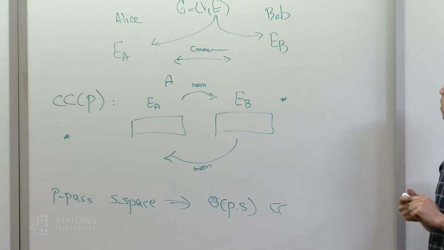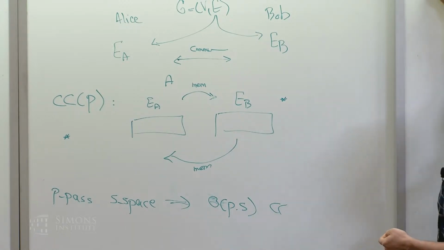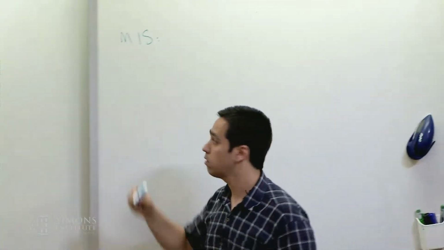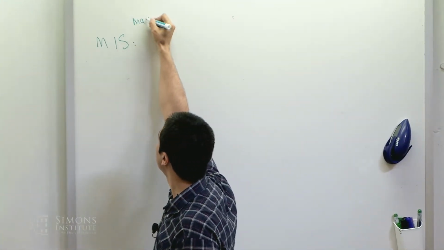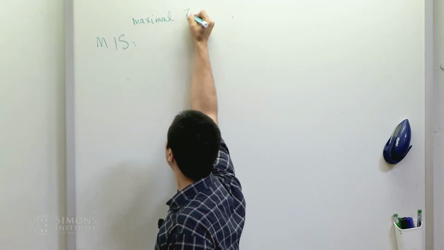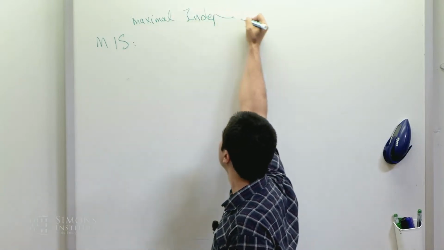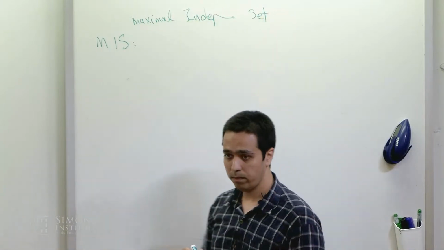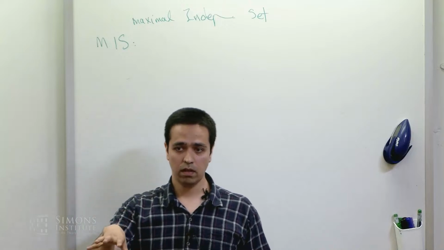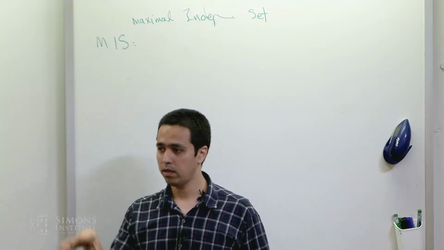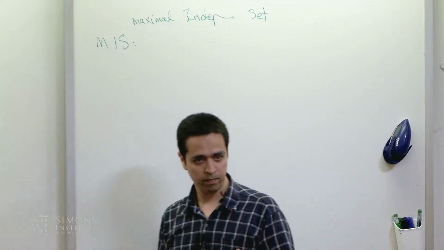Because let me, for instance, look at this problem. Now it's like MIS, maximal independent set. This is a set of vertices. It's an independent set, they don't have an edge with each other, and it's a dominating set.